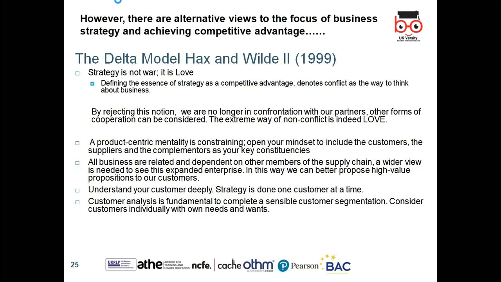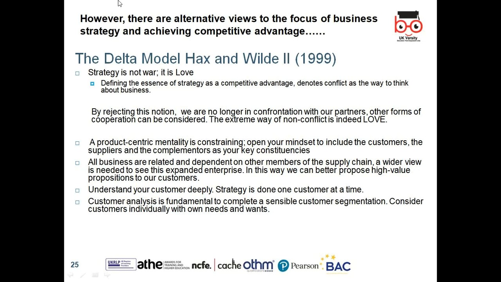Okay, so next, we can look at the alternative views to the focus of business strategy and achieving competitive advantage. The Delta model says strategy is not war. Some say strategy is war, but strategy is not war, it's love. Defining strategy as competitive advantage denotes conflict as the way of thinking about the business. By rejecting this notion, we are no longer in confrontation with our partners. Other forms of cooperation can be considered, and the extreme way of non-conflict is indeed love.